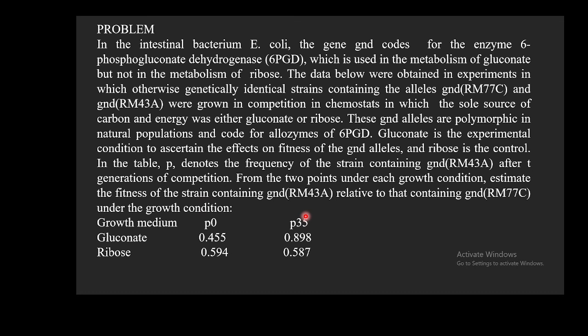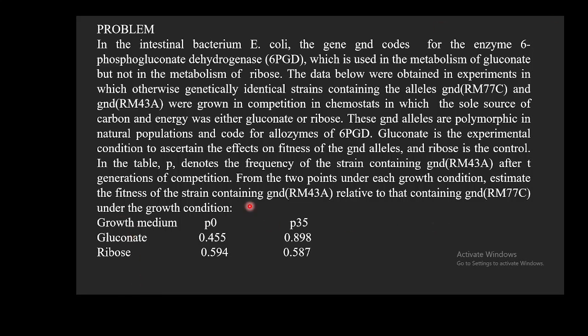I'm not going to read this whole problem. The basis of this whole problem is that there are two kinds of strains which contain two types of genotype. One is RM77C and another one is RM43A. And these genotypes are coding for a particular enzyme, phosphogluconate dehydrogenase, which takes part in the metabolism of gluconate but not in the metabolism of ribose. And you want to see which allele is more fit in comparison to the other when you are growing the bacterial cells in the presence of gluconate media or in the presence of ribose media.